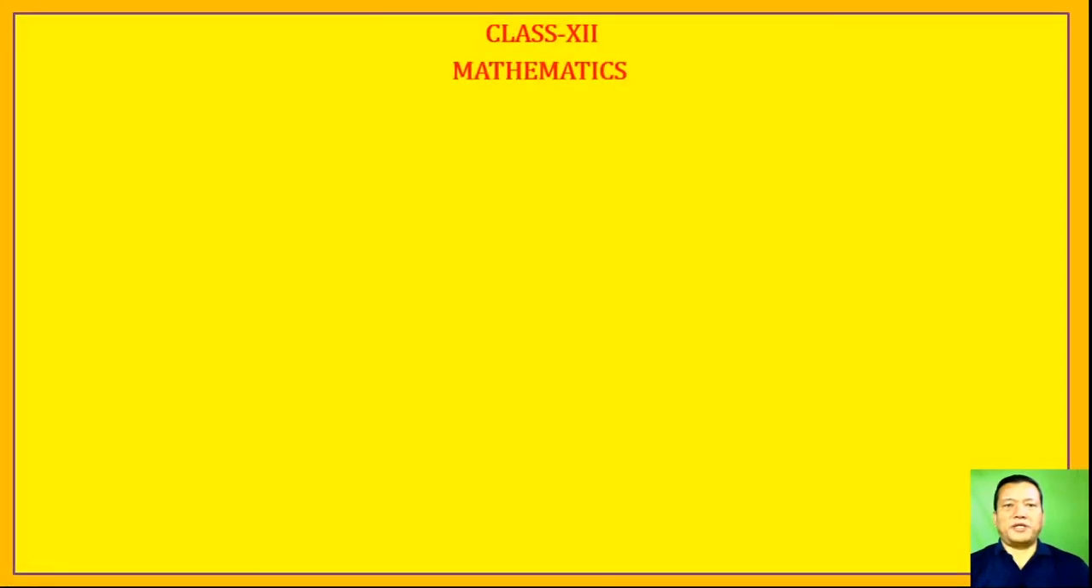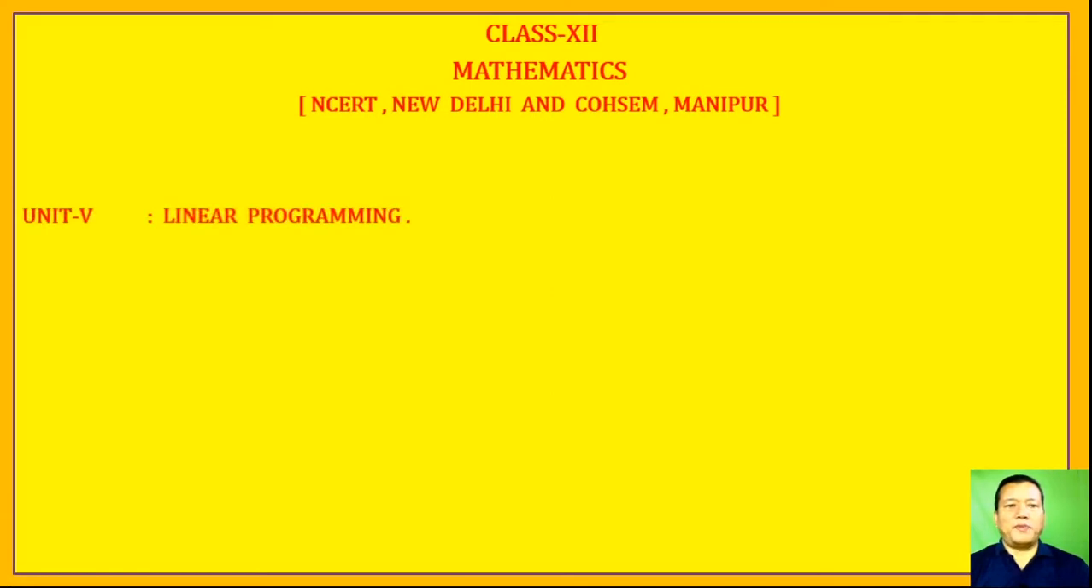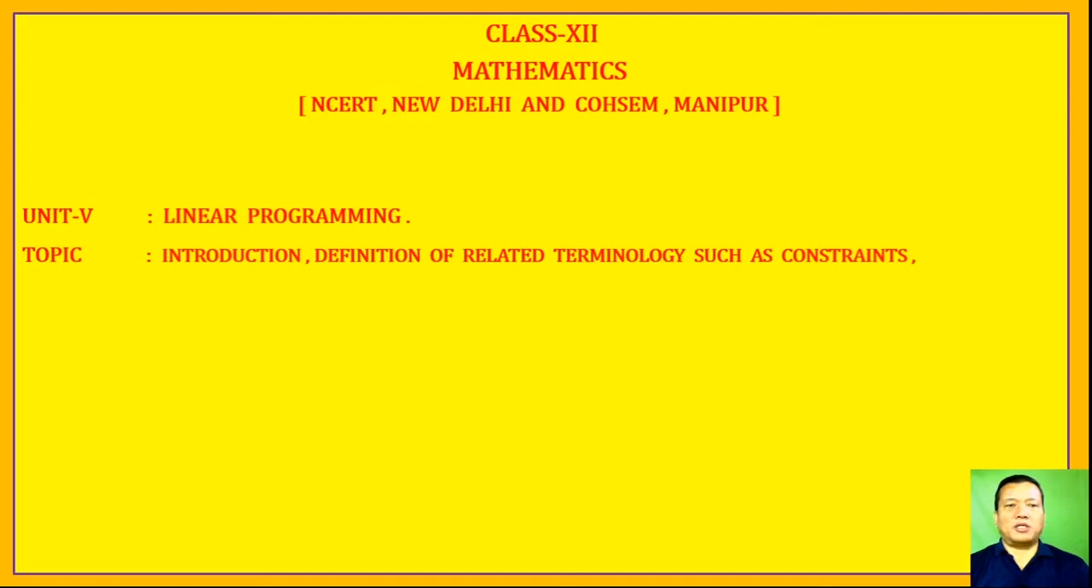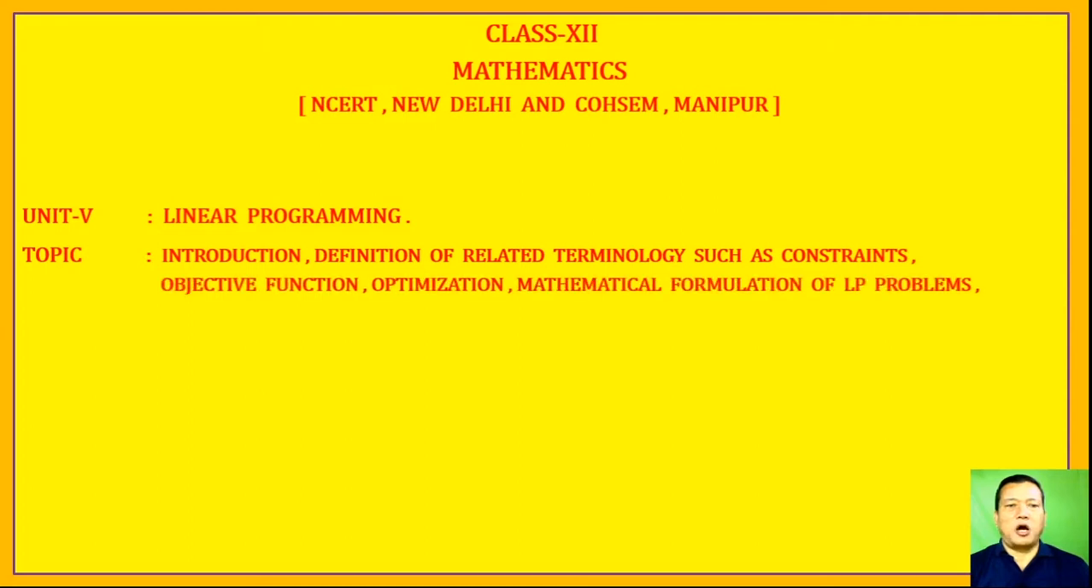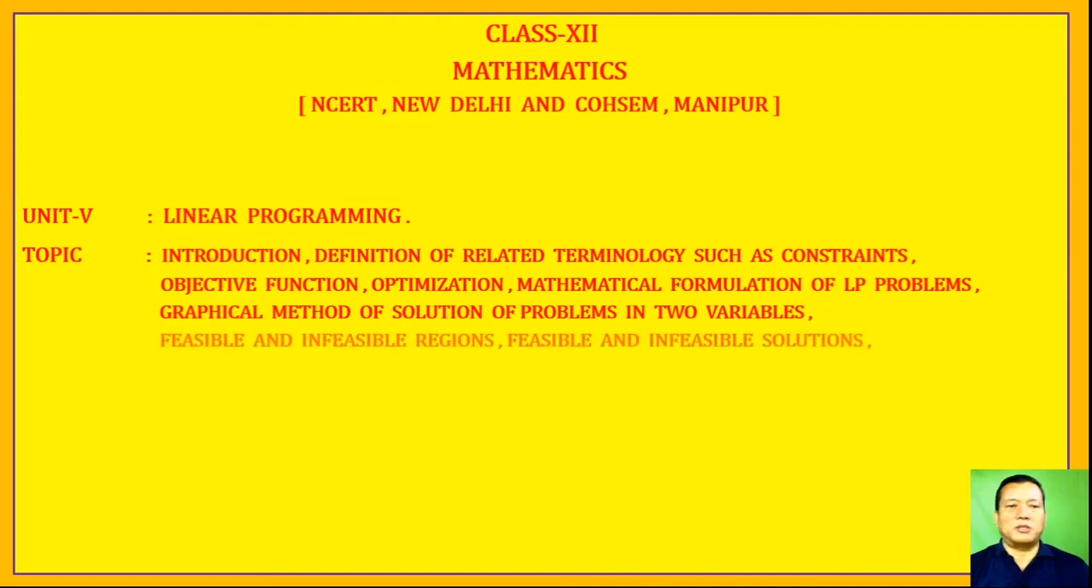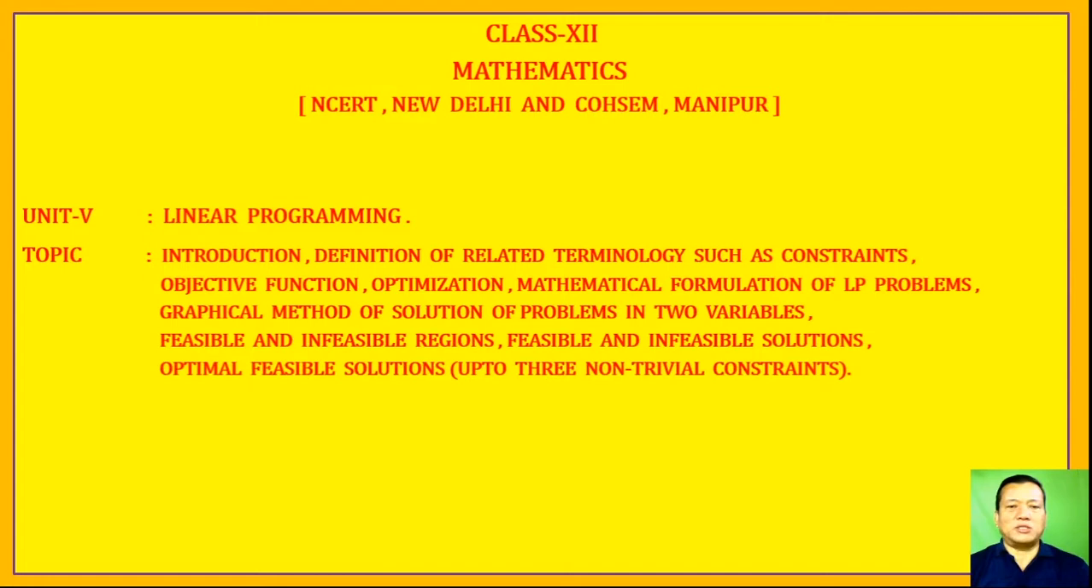Class 12 Mathematics, NCERT New Delhi and COHSEM Manipur. Unit 5 Linear Programming. Topic Introduction, Definition of related terminology such as constraints, objective function, optimization, mathematical formulation of LP problems, graphical method of solution of problems in two variables, feasible and infeasible regions, feasible and infeasible solutions, optimum feasible solutions up to 3 non-trivial constraints. Exercise 12.1.